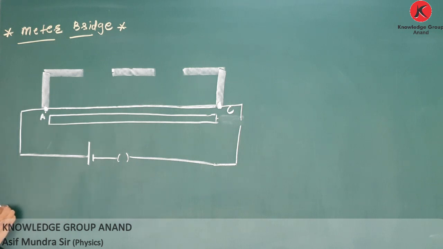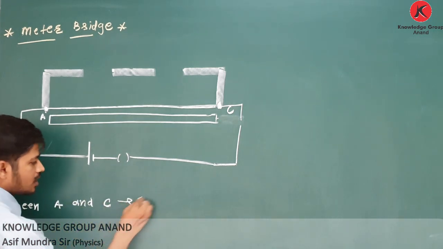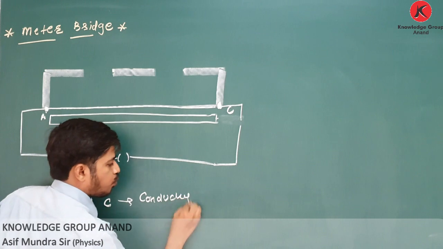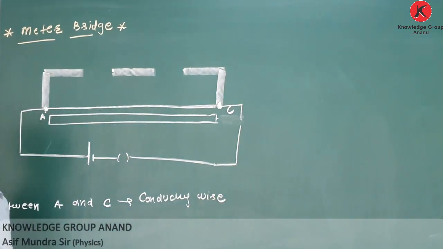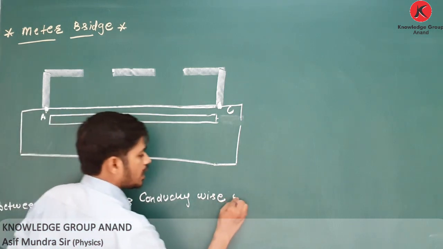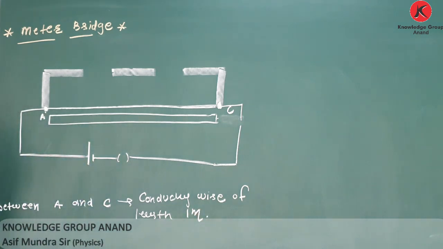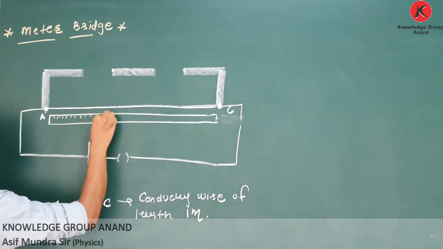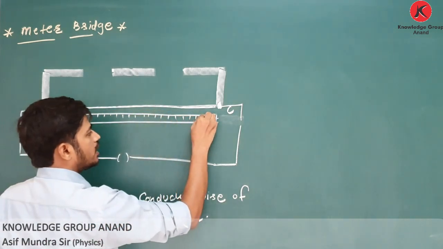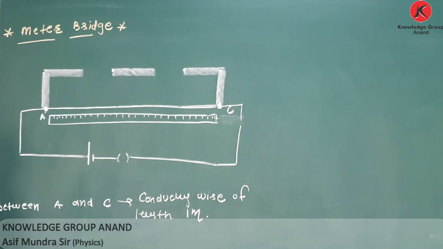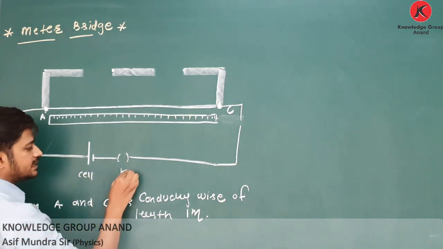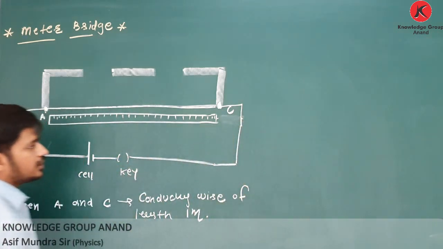Between A and C, a conducting wire having a length of 1 meter. That's why it is called a meter bridge. It is a scale to measure the length of the wire. It is a cell. It is a key, which means a switch.